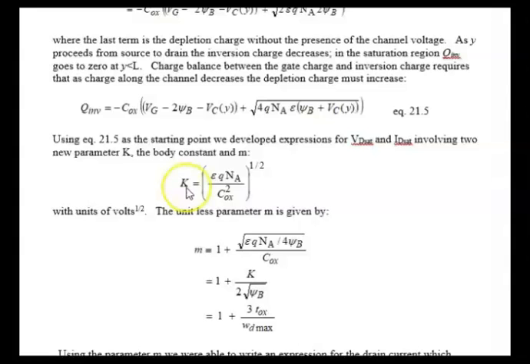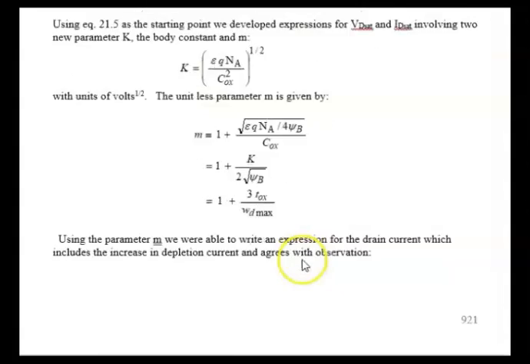K, recall, had dimensions of 1 over the square root. Is it 1 over the square root or 1 over? I'm not sure. Doesn't matter. 1 over the potential. I think it's just 1 over volts. M was dimensionless, and M is always greater than 1, and K can vary from about 0.1 to about 0.4, 0.5, where a good value of M, smaller is better, is about 1.1, and it can go up to 1.3 or so in cases which we're not terribly happy with.